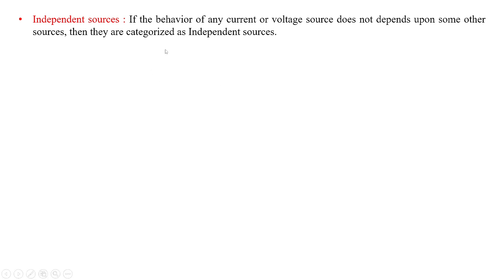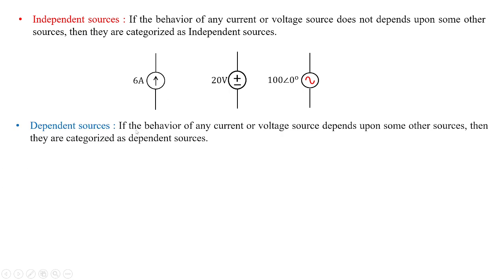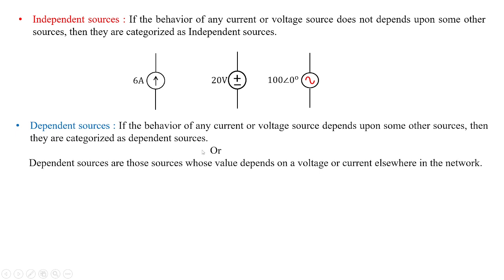Next is the independent sources. If the behavior of any current or voltage source does not depend upon some other sources, then they are categorized as independent sources. Example, you can see a 6 amperes current source, a 20 volts DC source, or 100 at an angle of 0 degrees, an AC voltage source. Dependent sources are regarded so if the behavior of any current or voltage source depends upon some other sources. So dependent sources are also defined as those sources whose values depend on a voltage or current elsewhere in the network.